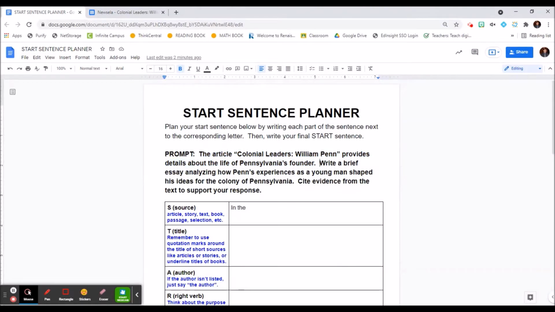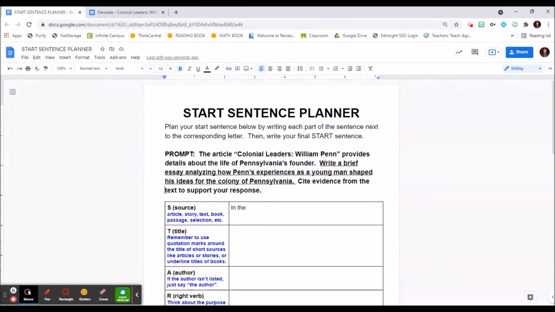The second sentence, and I tell the students, sentence number 2 tells you what to do. This is our task. This is basically the assignment. This is what we need to write about. So we're writing a brief essay analyzing how Penn's experiences as a young man shaped his ideas for the colony of Pennsylvania. And then the final statement is the evidence statement. And there it says, cite evidence from the text to support your response.